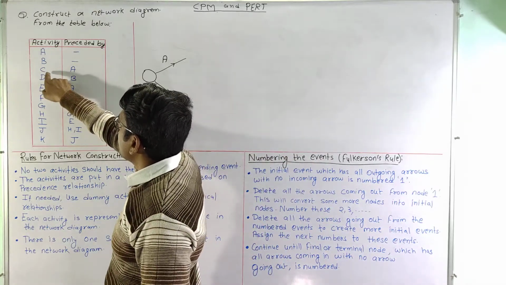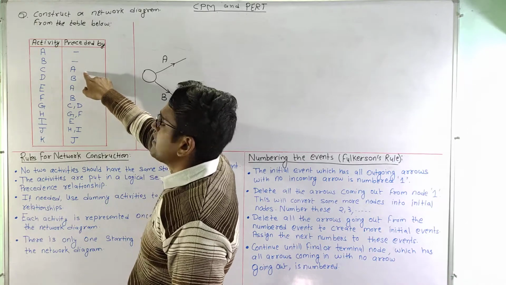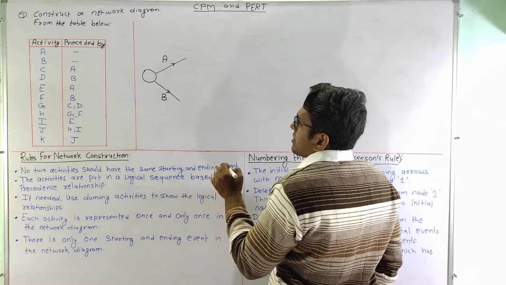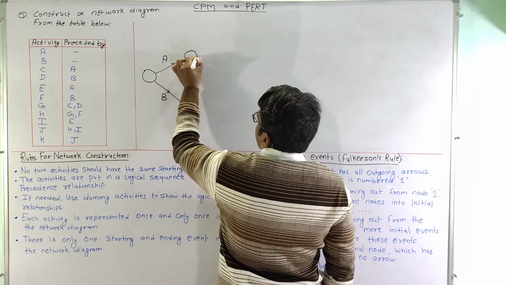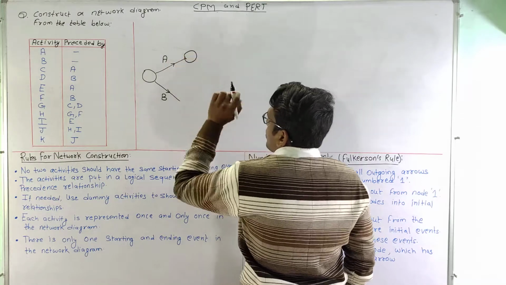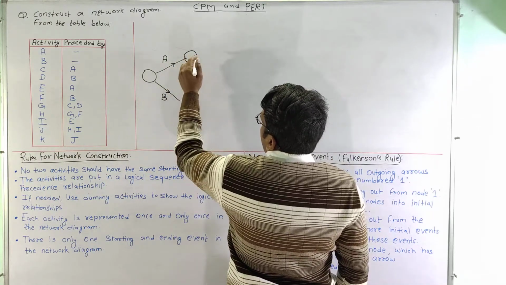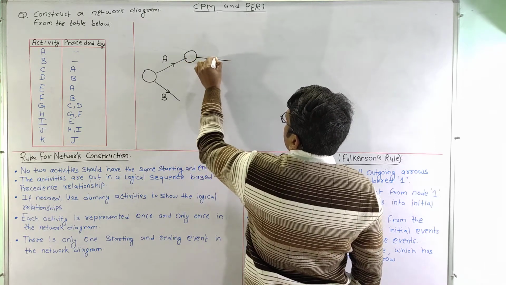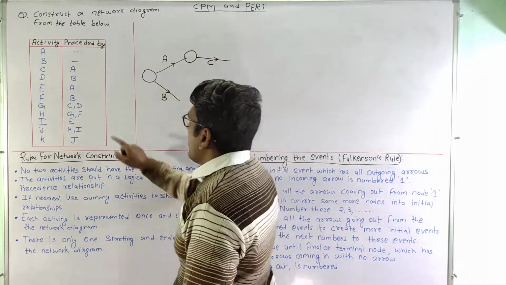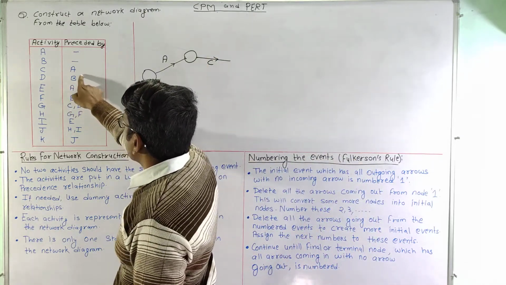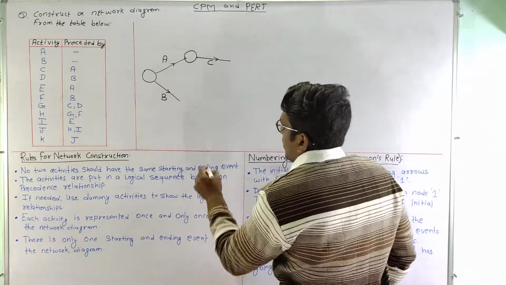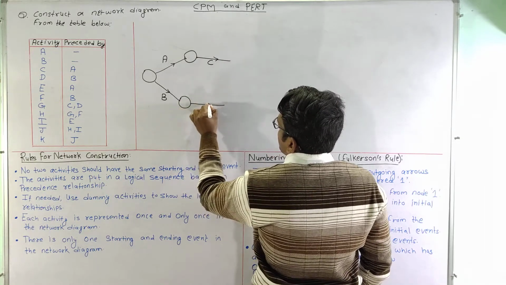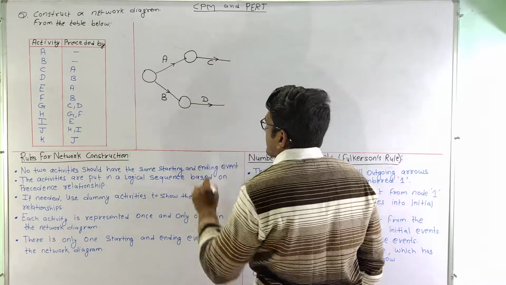Now moving on to activity C. Activity C is preceded by activity A only. That means once activity A is completed, activity C can be started. So let us see here. Suppose this is the finishing point of activity A. Once this is completed, activity C can be started. So we can see that this is activity C. And now activity D. Activity D is preceded by activity B. That means once activity B is completed, activity D can be started. So let us start. This is activity D.